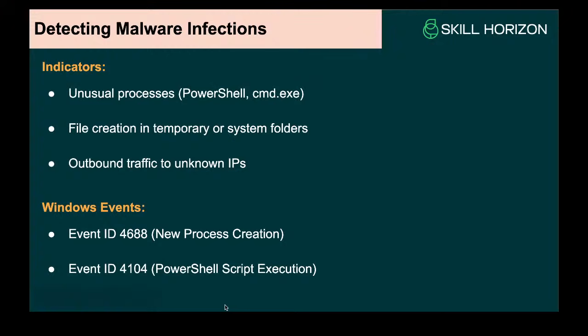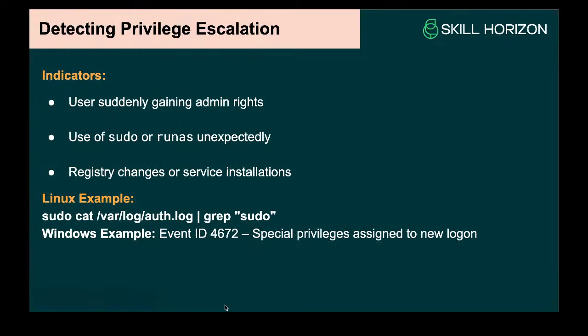The Windows event IDs for these particular things: 4688 for new process creation. If you search for event ID 4688, you will get to know what type of new process was created, and according to that you can take the appropriate action. Then for PowerShell script execution, the event ID is 4104. Then the privilege escalation.